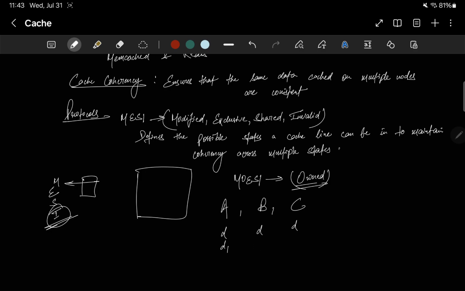So due to the presence of O, what it does is A is updated. It means A is the owner of the data, and now B and C got an invalid tag. It means the data that you have is invalid. And if it is invalid, it cannot be used. So what they need to do is update it to now D1, and now when it is D1, it means it has the updated value, and now they can be used, right? So this is almost done.